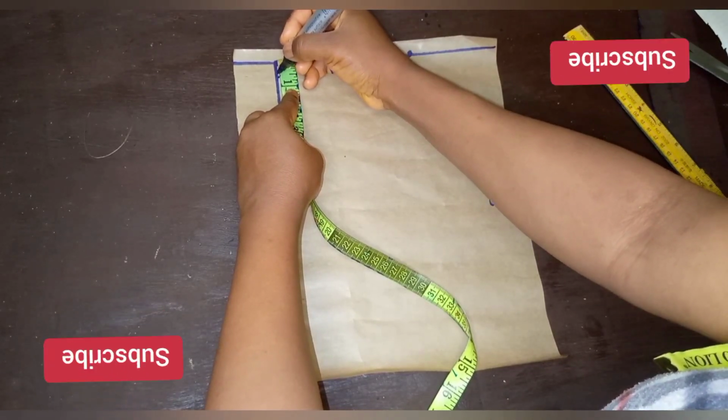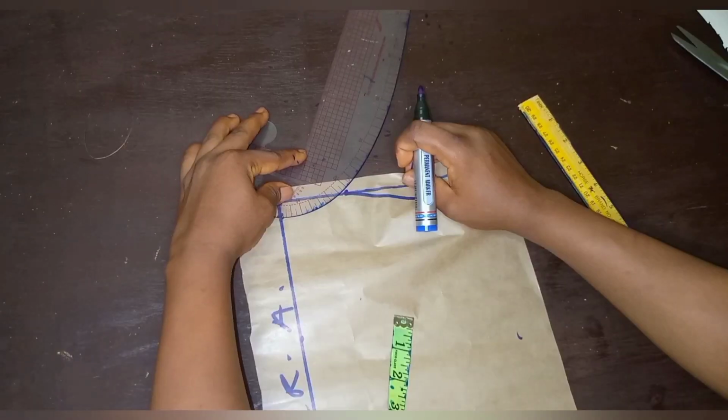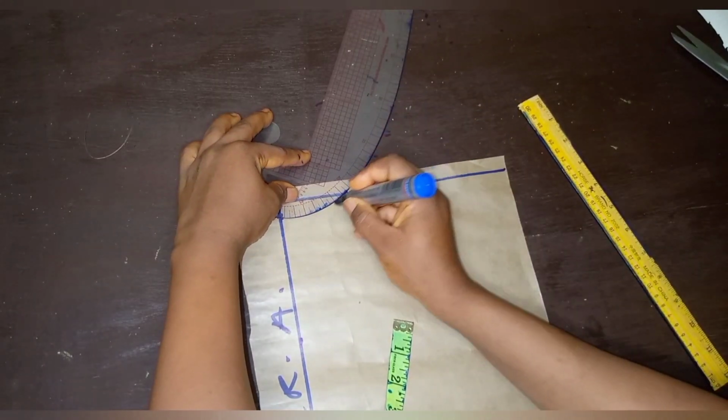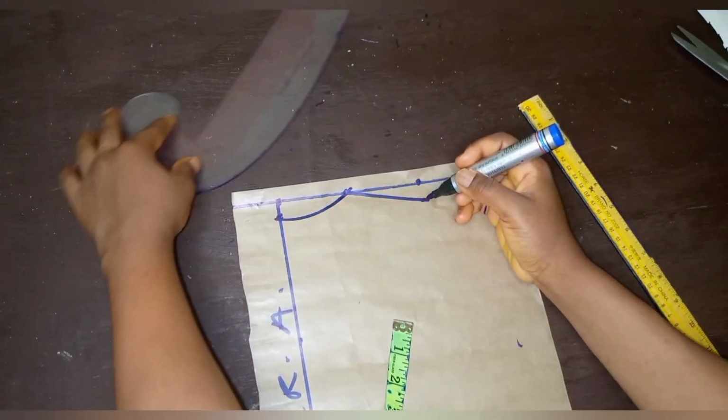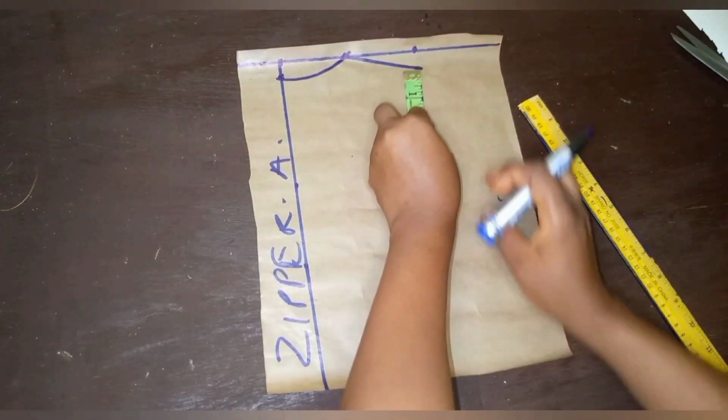Then I will use a French curve to create the round neckline. This is a basic round neckline. If you like, you can use a deep neckline or a keyhole neckline. Any kind of neckline you want, you can just do you.